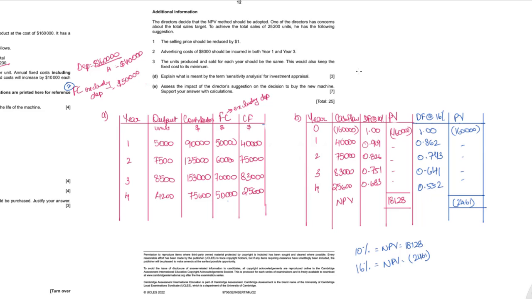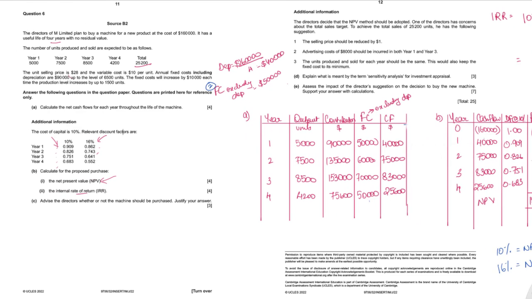Now we can calculate the IRR, for which the formula is the rate that is giving the positive NPV, which is 10%, plus the difference between the rates of the positive and negative NPV. So 16% minus 10%, multiplied by the positive NPV in the numerator, 18,128, and in the denominator the positive NPV plus the negative NPV, 2,461. When you simplify this, you will get an IRR of 15.28%. We're supposed to calculate that only in part B.